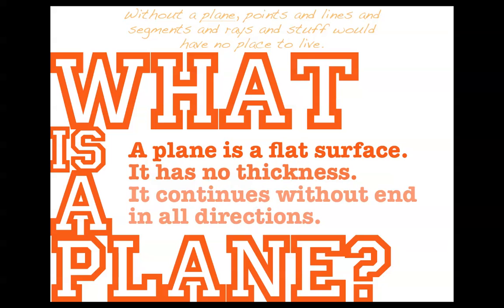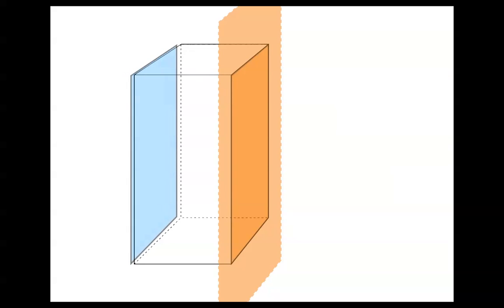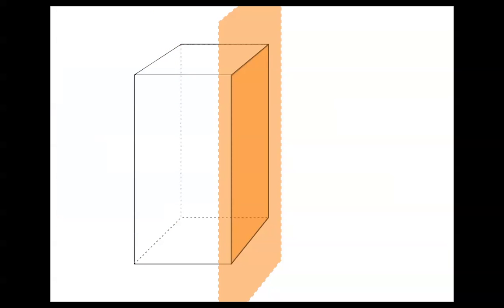Here's the best example I can give. Without a plane, points and lines and segments and rays and stuff would have no place to live. So let's say you had this box. The right side of this box is a plane. It's a flat surface. Except planes actually kind of keep on going to the left, right, up, and down forever. The left side of this box is actually another plane, and that blue plane is parallel to that orange plane. So I guess planes can be parallel to each other as well. But there's a plane that's not parallel to that. That would be the plane of the front of the box.